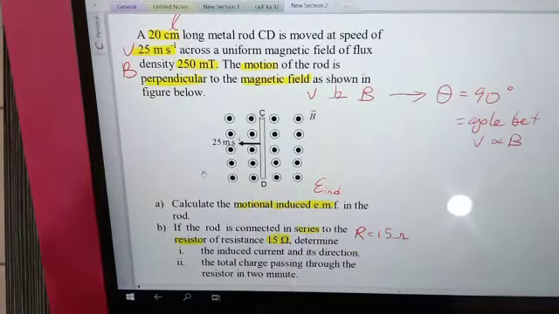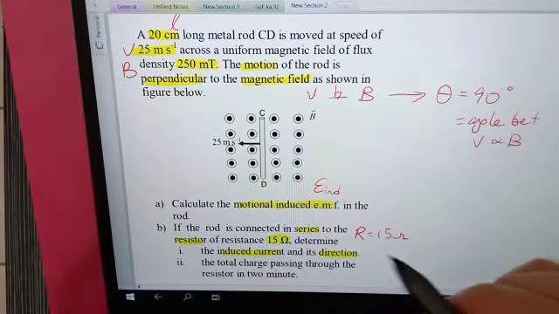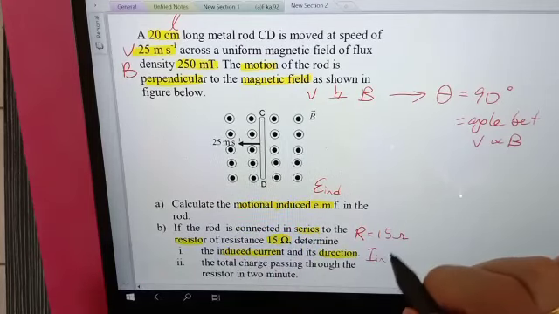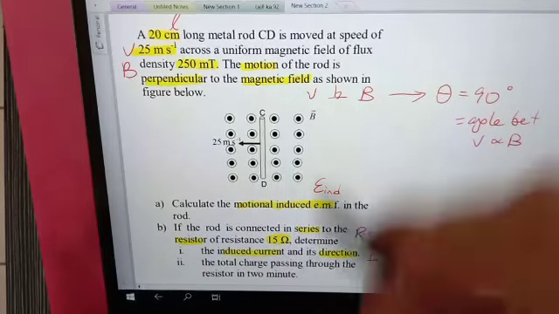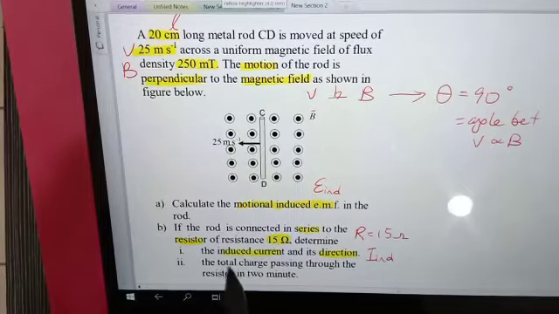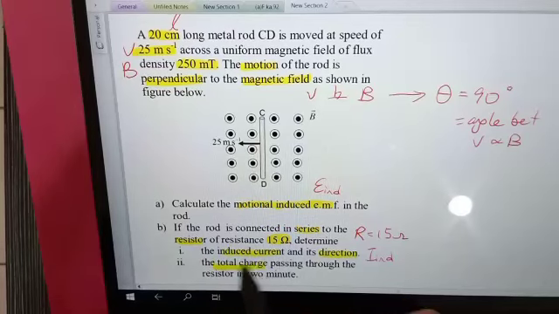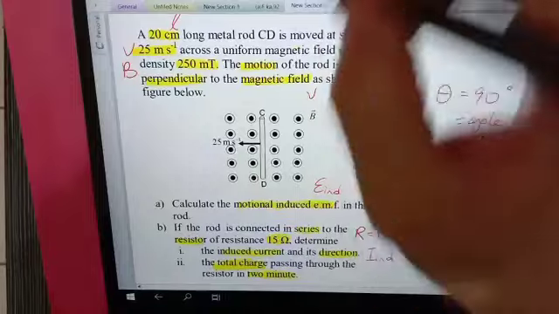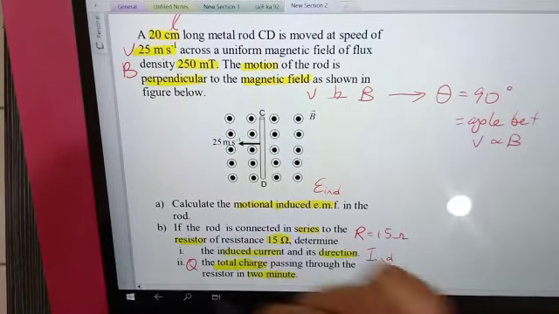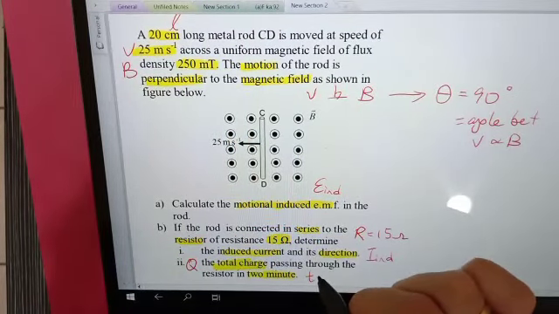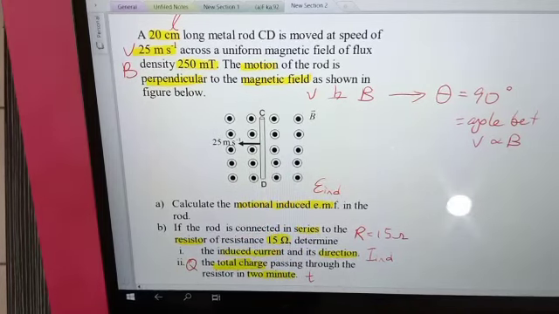Now, determine the induced current. So he asked for the induced current and the direction. So the induced current is I induced. And then he asked for the total charge passing through the resistor in 2 minutes. So he asked for the total charge Q when the time is equal to 2 minutes. So this is the question.